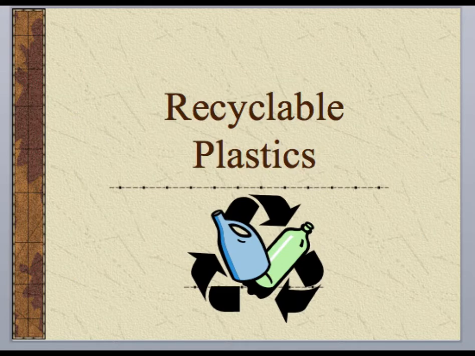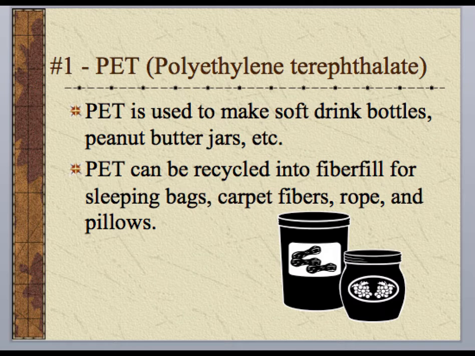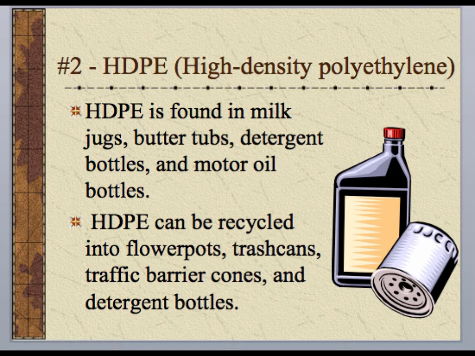Some recyclable plastics that you want to be familiar with, they do have numbers on the bottom. Your PET, your polyethylene type of plastics, these are used to make your soft drink bottles. And number one on the top, these are bags, carpet fibers, ropes, and pillows that can be recycled to do that. And even some of them can be recycled, for example, at Home Depot to be the paint buckets. You have number two, and these are found in milk jugs and detergents, and they can be recycled into flower pots and trash cans.